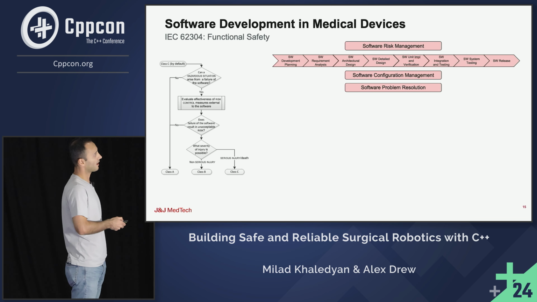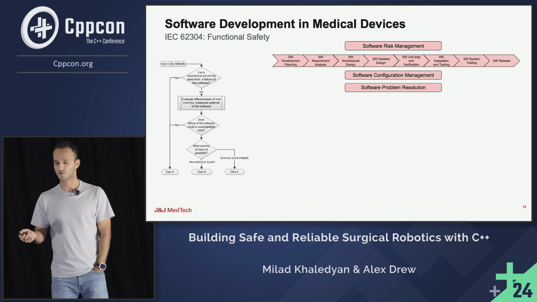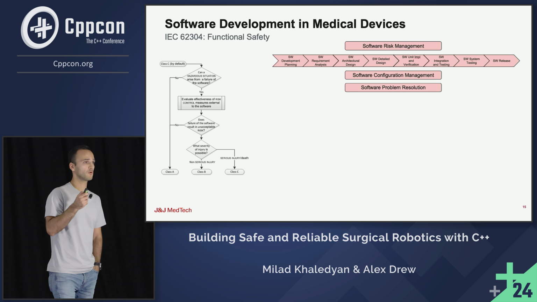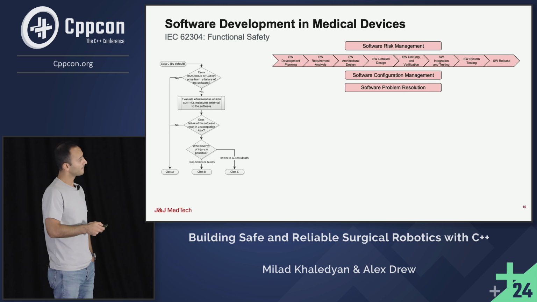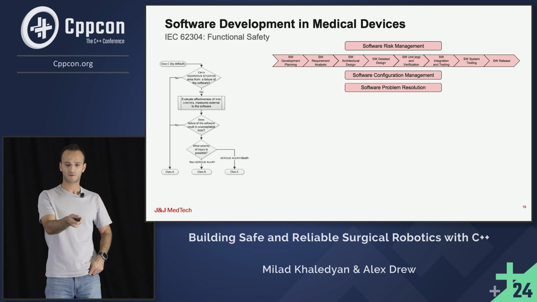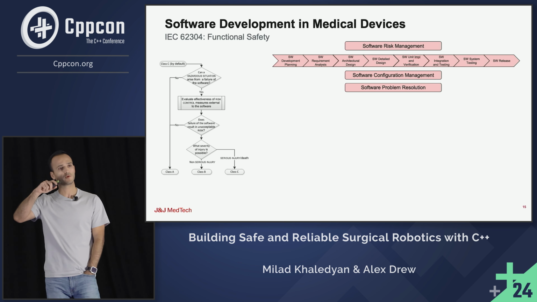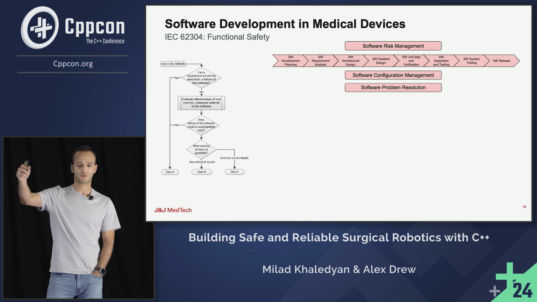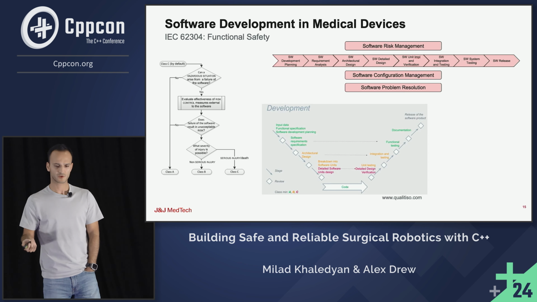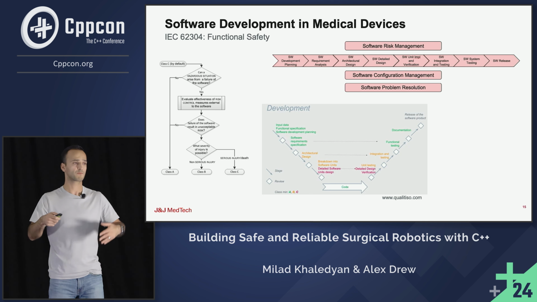And then they talk about software risk management, software development planning, all the way to software release, software configuration management, software problem resolution, and also software maintenance. Specifically, their largest section is on development planning, architectural design, software detail design, unit testing, integration testing, and all the way to software release in a cycle. Like I mentioned, they don't say how to do certain things. They basically tell you what to do. So they bring up a lot of examples.